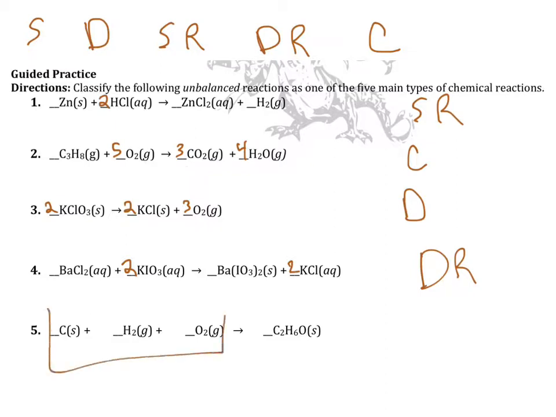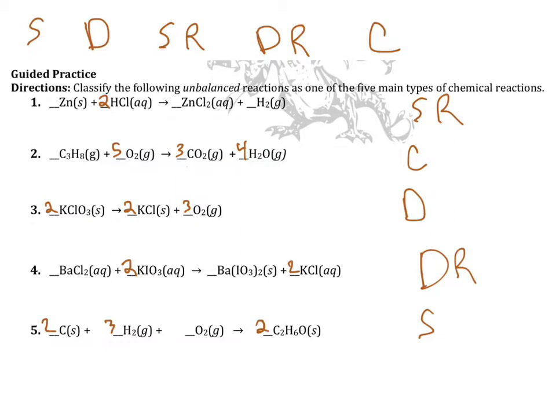Last one. We have multiple things coming together to make one thing. This is a synthesis. Now, if you take a look to balance this, you need to put a 2 here. You need to put a 3 here. And when you do that, you notice how there's 2 oxygens here, but there's only 1 there. And so to do that, you have to actually put a 2 here to balance the oxygen.